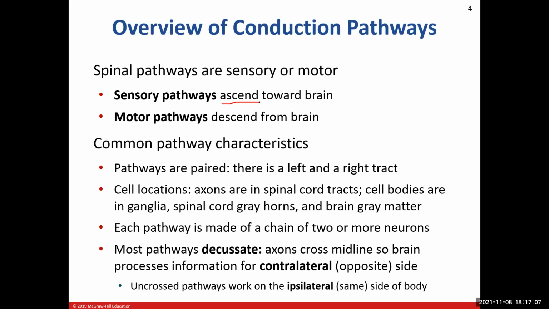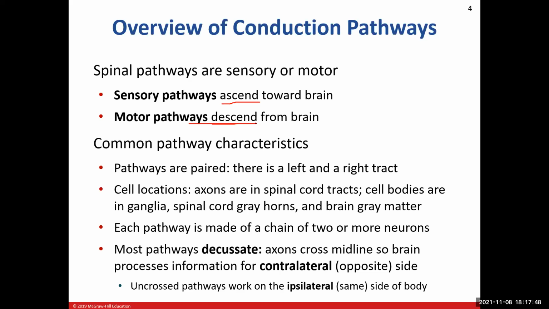The other type of conduction pathways are motor pathways. They carry motor command information from your brain down to the periphery. So these are also known as descending pathways, and they carry motor commands. They essentially control the effectors. Remember, when we talked about our homeostasis mechanism, receptor, control center, effector, we're going to see that in more detail now when we're talking about reflexes and these conduction pathways.